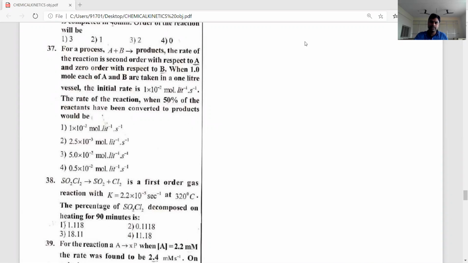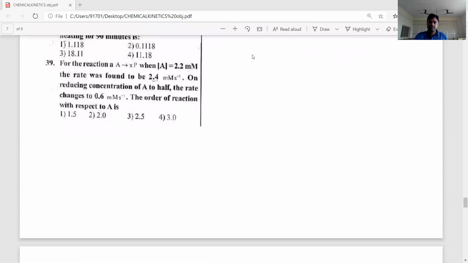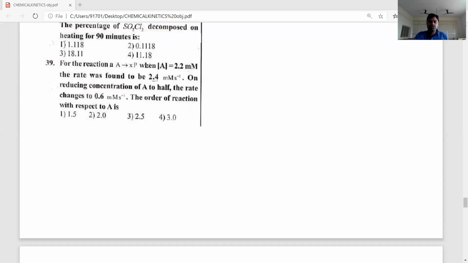Okay, let's see the next one, 39. A is converted into product. The concentration of A is 2.2 millimolar and the rate was found to be 2.4. On reducing the concentration of A to half, the rate changes to 0.6. The order of the reaction is asked.